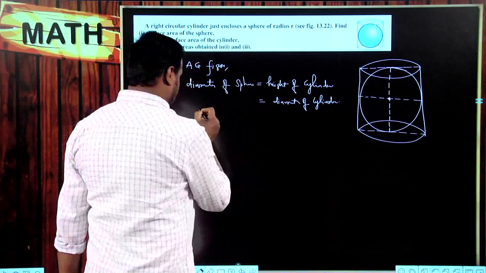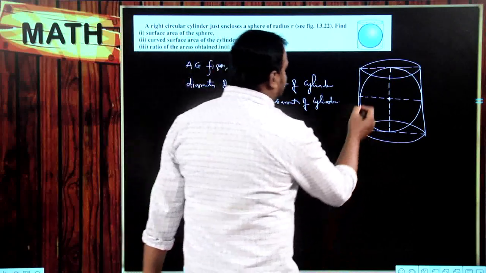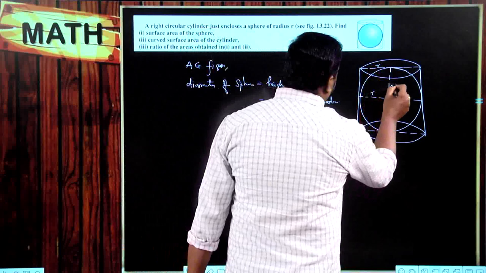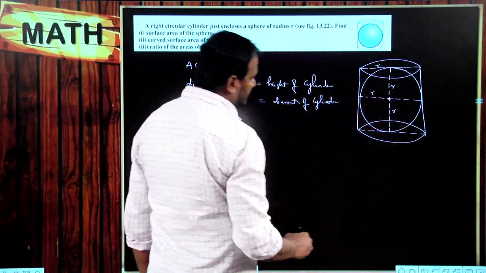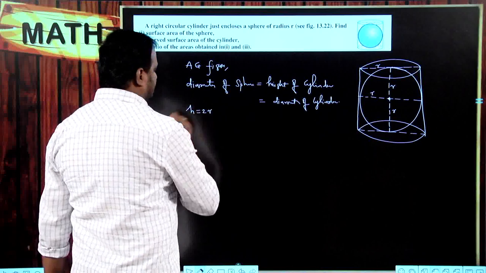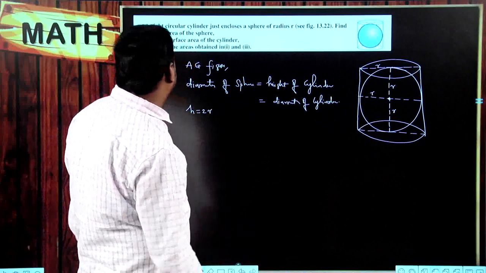diameter of the sphere is equal to diameter of the cylinder. So, let it be small r and this is also small r. If this is small r, this is small r and this is also small r. So, that height of the cylinder is going to be 2 r, okay? H is equal to 2 r. That is the basic information that we need.